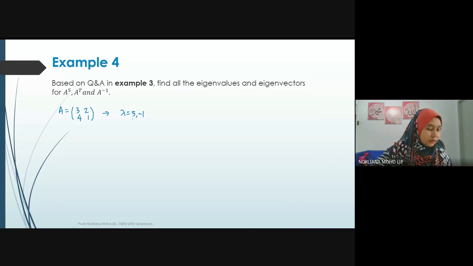Okay, so for this matrix 3, 2, 4, 1, we have lambda equal to 5, negative 1. To find this lambda, we use our previous lecture: determinant of A minus lambda I equal to 0. Then we find the value for lambda. Lambda equal to 5, negative 1.